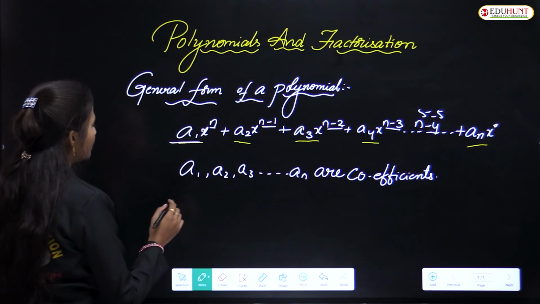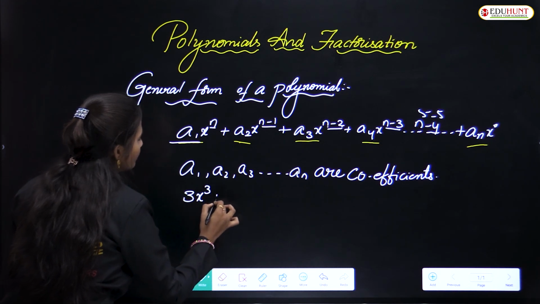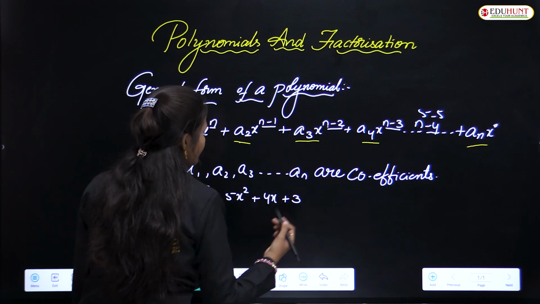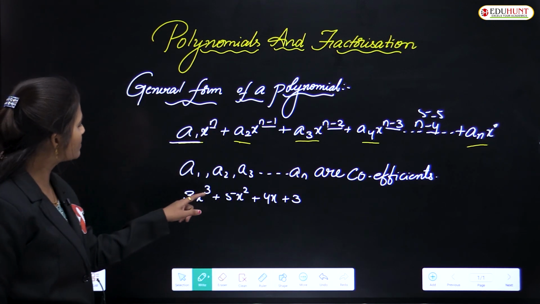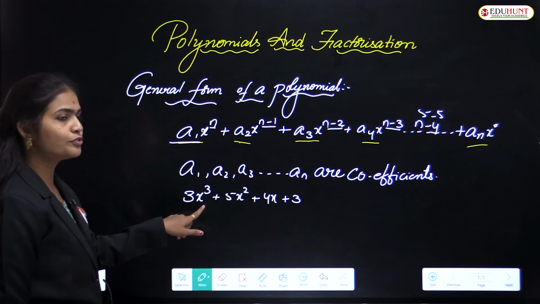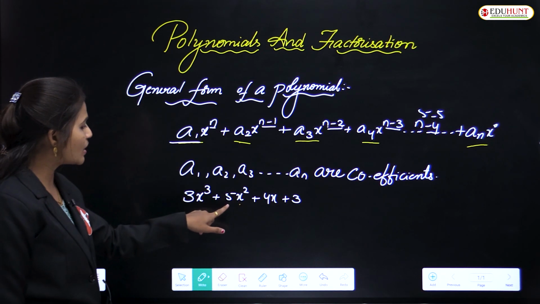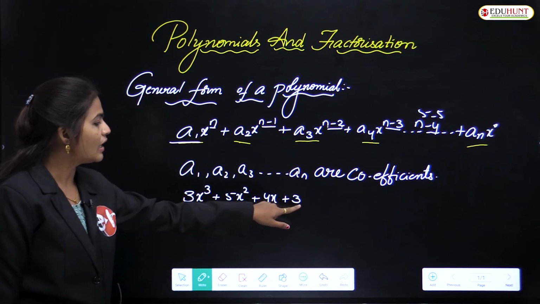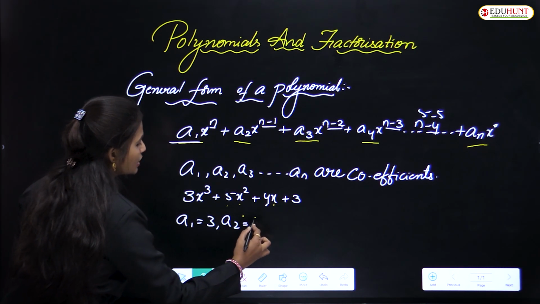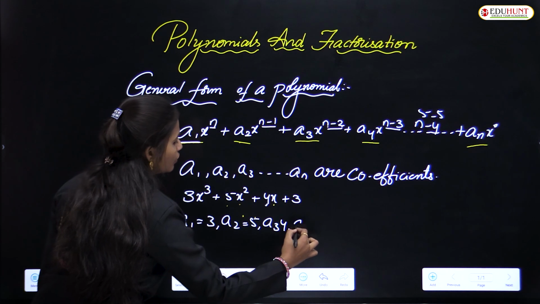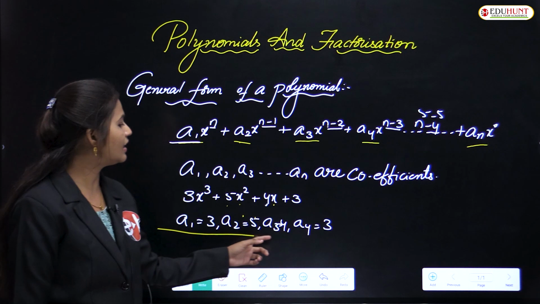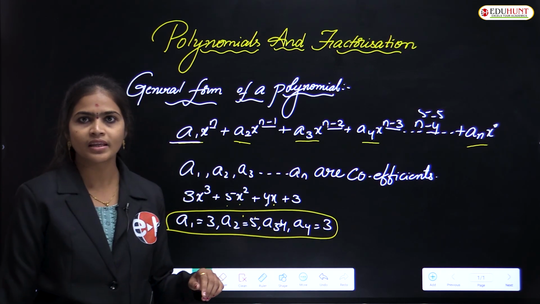So here I will write one polynomial. See here, 3x cube plus 5x square plus 4x plus 3. This is one polynomial. Here we can observe that the powers are 3, 2, 1, 0, in descending order. And in the same way, the coefficient of x cube is 3, the coefficient of x square is 5, the coefficient of x is 4 and this is the constant term. So here a1 is equal to 3, a2 is equal to 5, a3 is equal to 4, a4 is equal to 3. These are all the coefficients of the given polynomial. Is it clear to you?